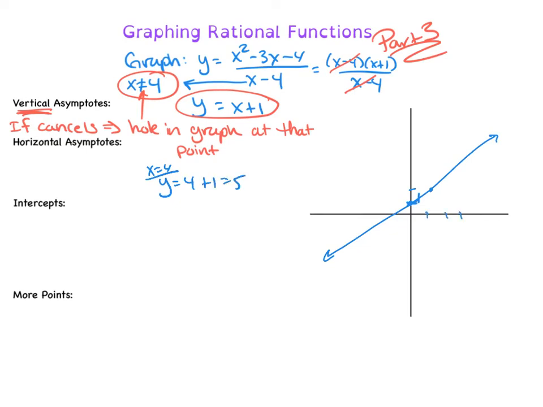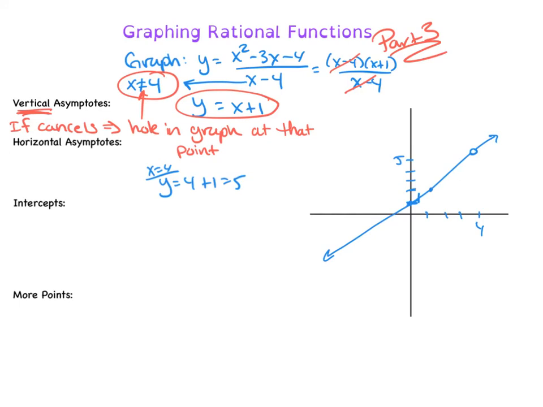1, 2, 3, 4. 1, 2, 3, 4, 5. So right here, where we would normally have an asymptote, since our asymptote canceled, but x still can't be equal to 4 from our domain, what we have instead is a hole in the graph.